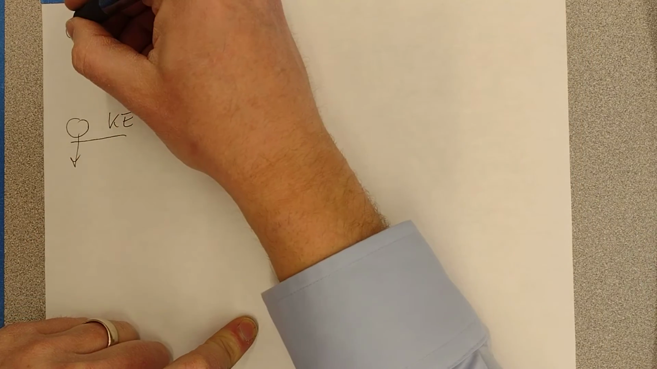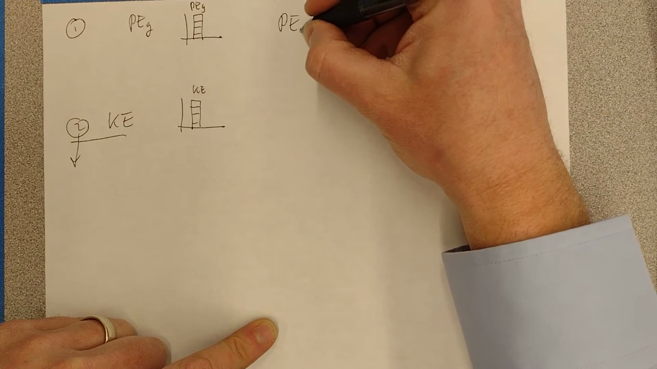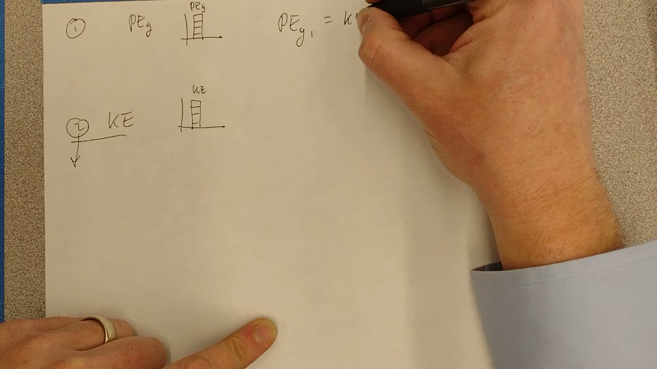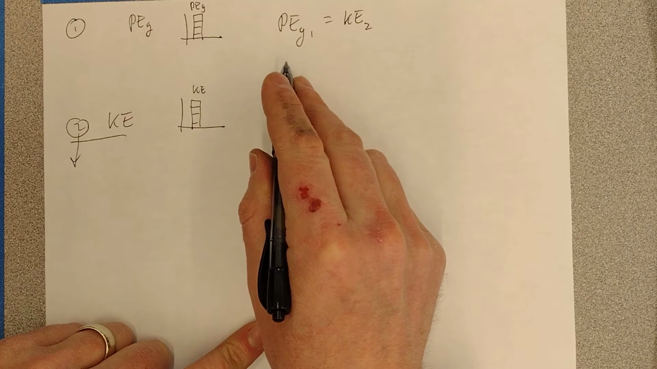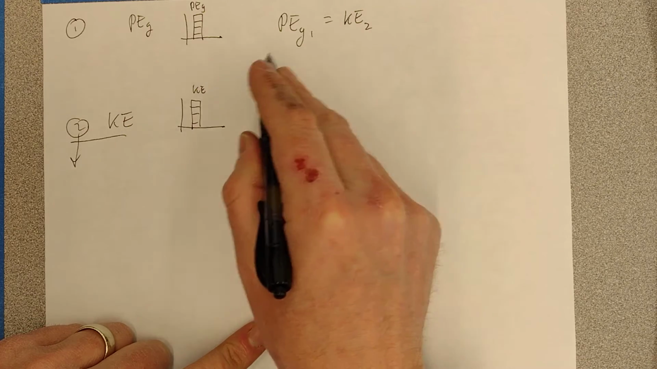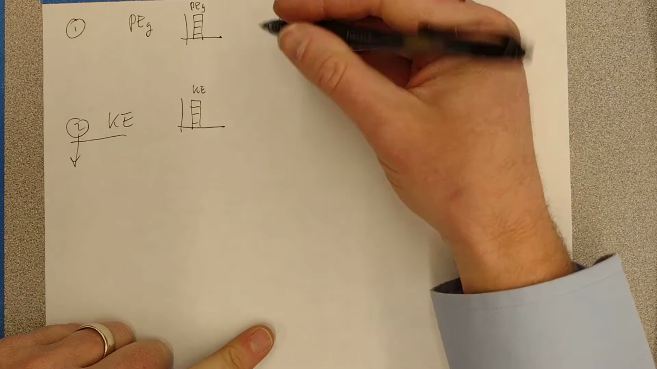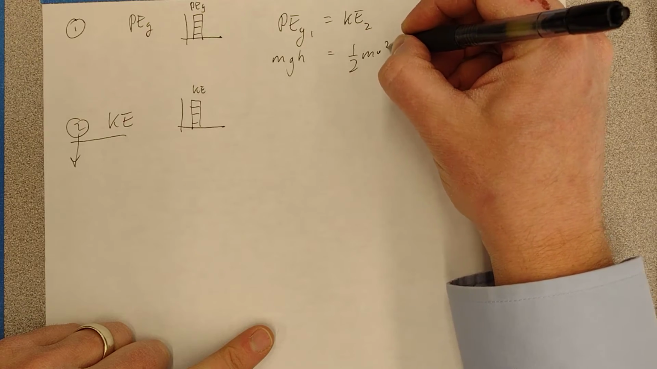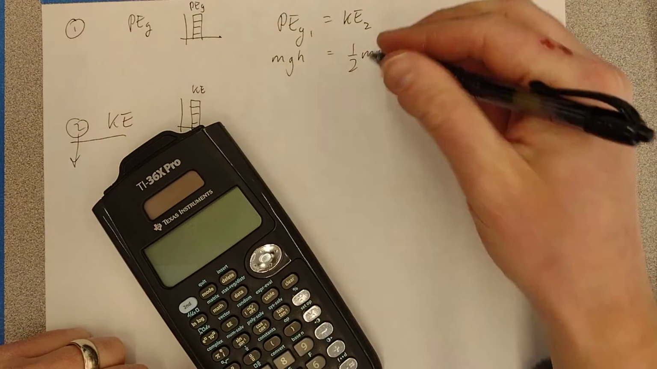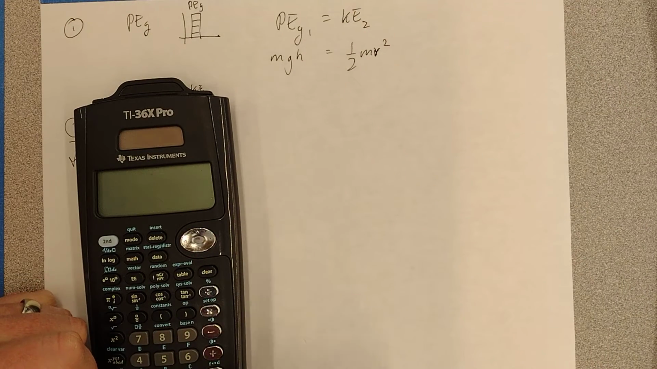So what you can do here, call this location 1 and location 2. Well, PEG at location 1 has to equal the KE at 2. Alright? And from there, what we do is we plug in equations. Or we could solve for the gravitational energy we start off with, right? So mgh equals 1/2 mv squared. Now, as you get more sophisticated, you'll see these m's cancel, and you can do that, but I'll just do mgh right now.